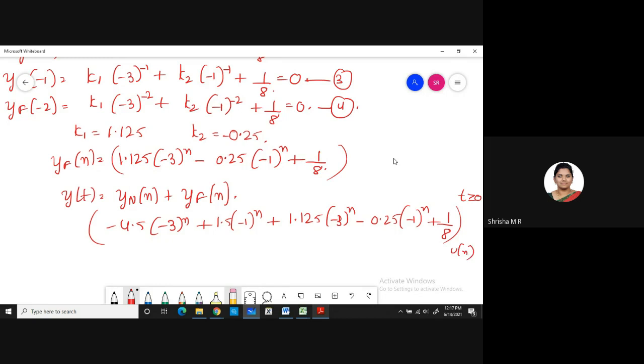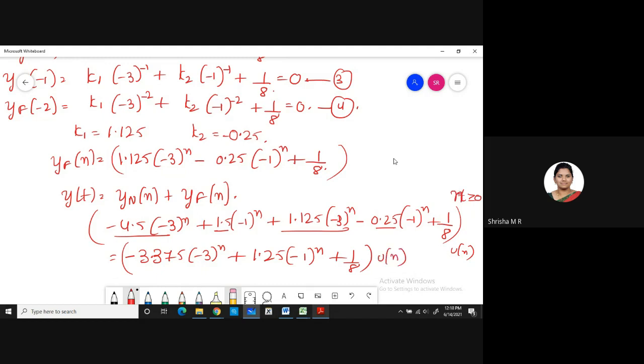Now, if possible, you can solve this, right? So what do you get? Minus 4.5 plus 1.125, you get minus 3.375 into minus 3 to the power of n, plus 1.5 minus 0.25 is 1.25 into minus 1 to the power of n, plus 1 by 8 into u of n. Sorry, this is n greater than or equal to 0, not t. Understood?